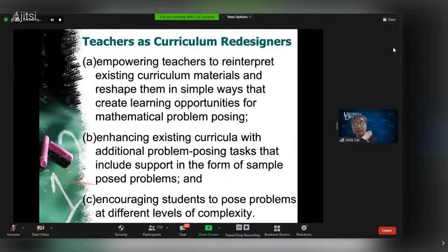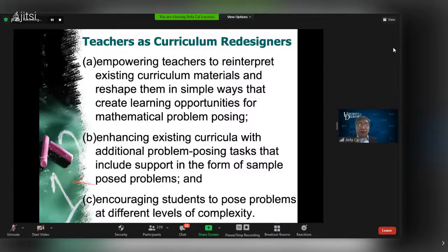Second strategy is enhancing existing curricula with additional problem posing tasks that include support in the form of sample posed problems. For example, the existing textbook includes a lot of problem posing or problem solving tasks. Teachers could use those problem solving tasks and simply ask students, can you pose additional problems which fit such conditions? That's the second strategy.